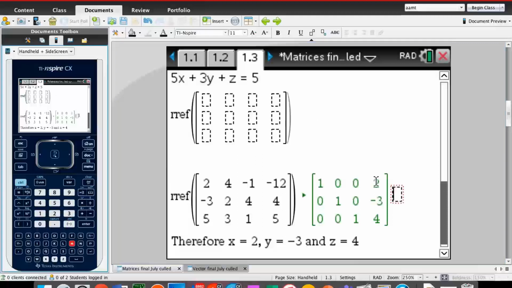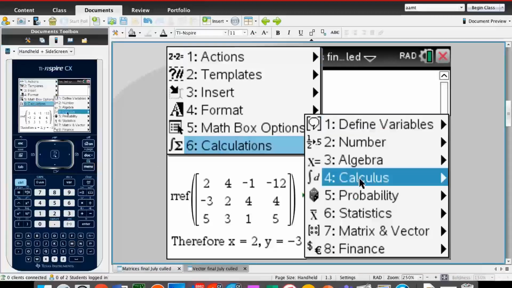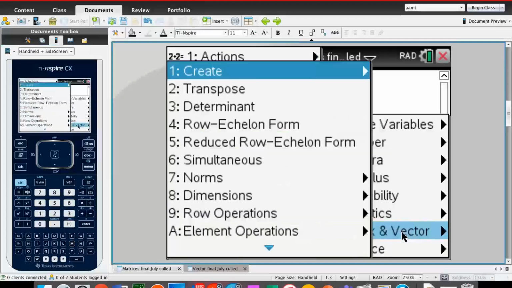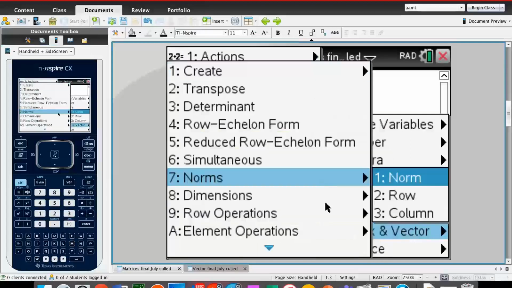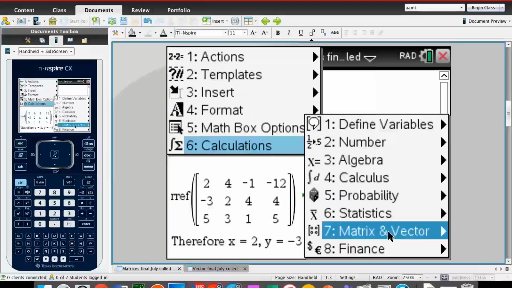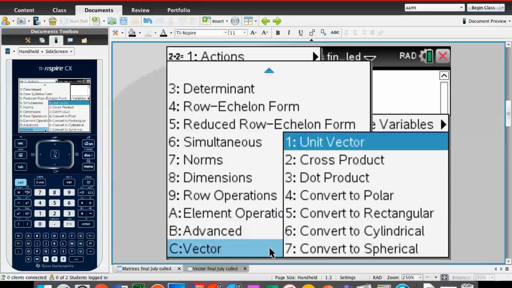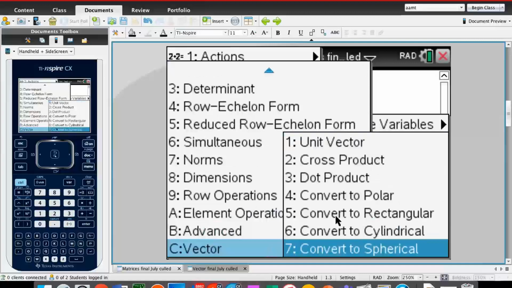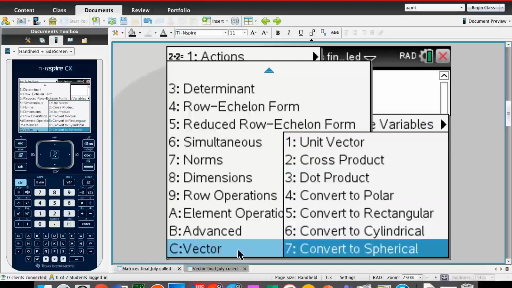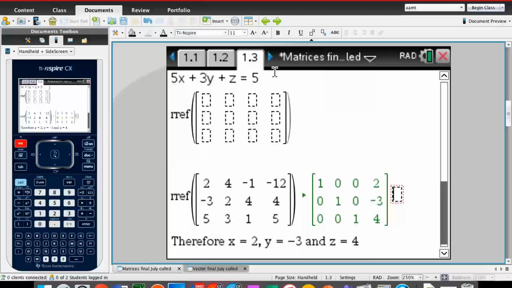So if you click on menu, calculations, and then if you go down here, you've got matrix vectors, and then down below here, vector. So you can see it's in there somewhere. But anyway, we'll get back to that. So I'll just undo that and go on to the next page.